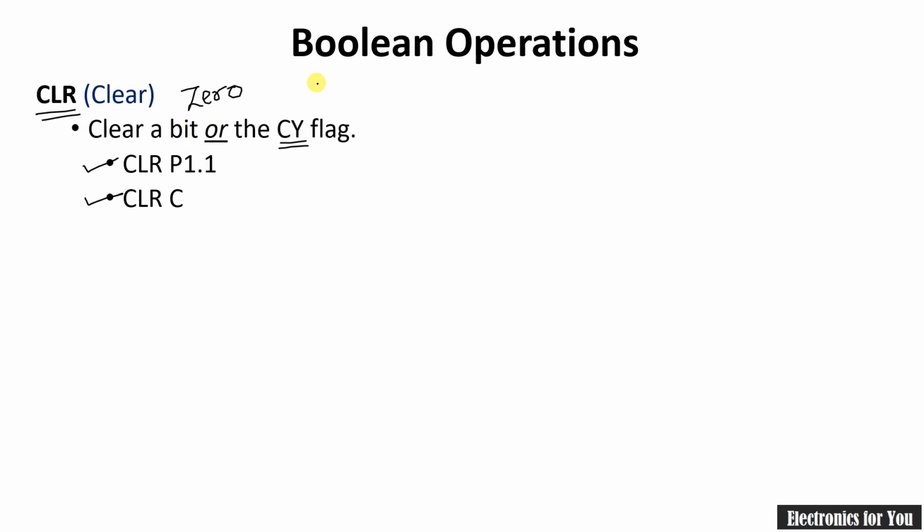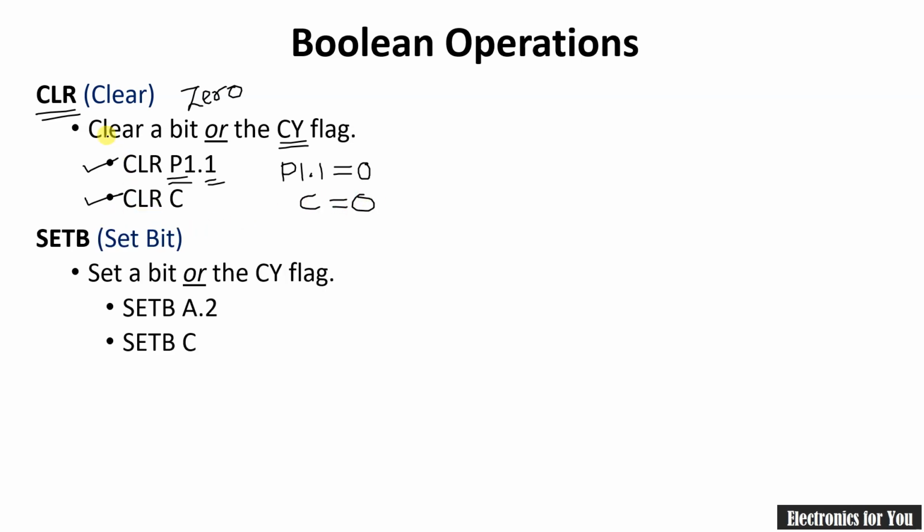As I have already explained, a bit can be in the accumulator, a special function register, or any bit of a port. Here P1.1 means port 1's first pin. By this clear instruction, P1.1, that is the first pin of port 1, will automatically be cleared, that is, it will be set to 0. Similarly, here the carry flag is equal to 0, that is the meaning of CLR C.